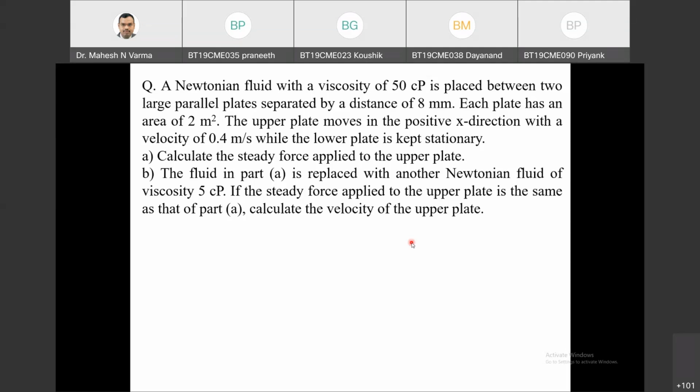Hello, sir. Which is that law? Newton's first law. Newton's first law of viscosity, sir. Newton's law of viscosity. What is that law?